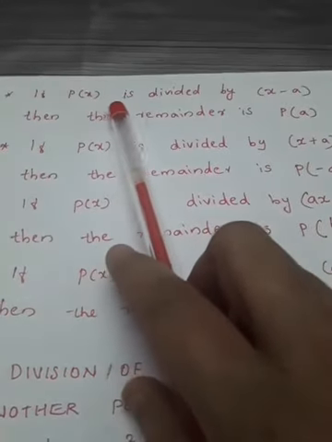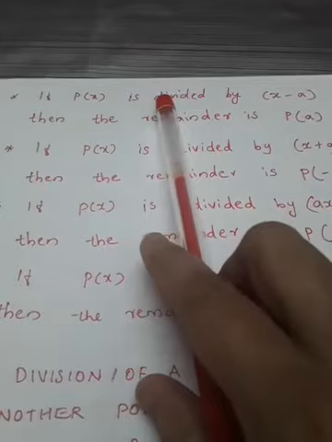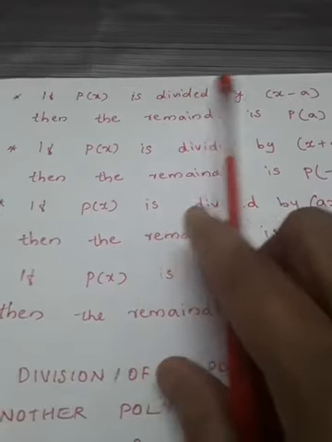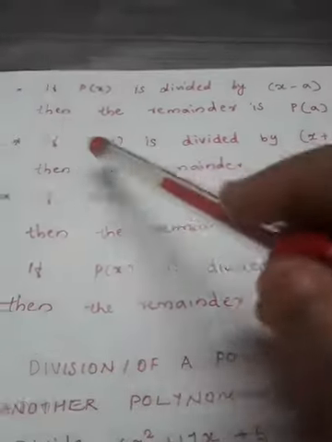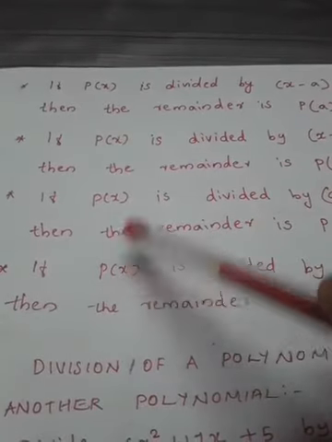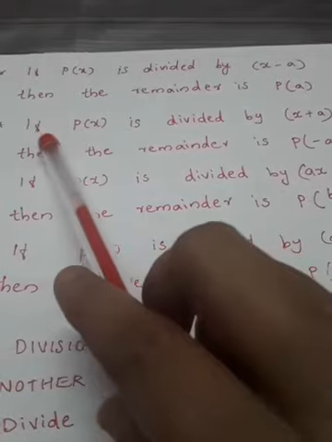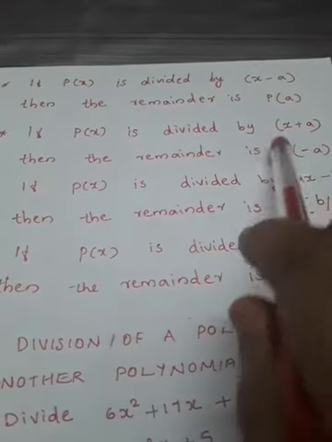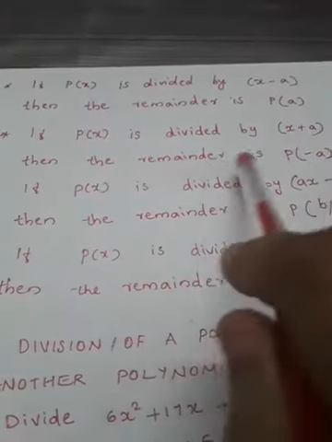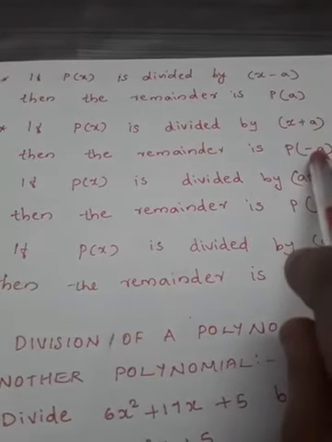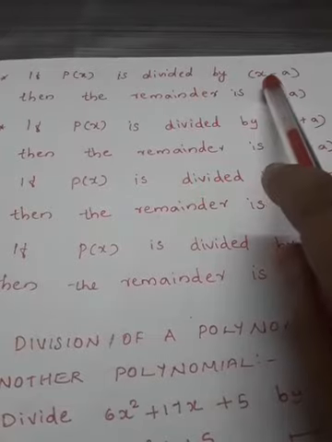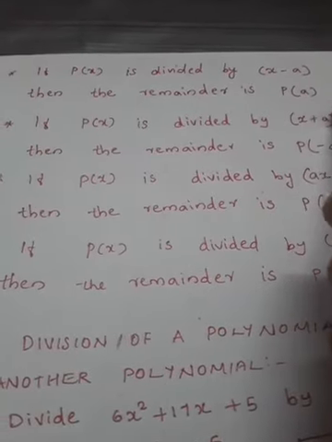In this theorem, it is only given that when we divide a polynomial p of x by x minus a, then the remainder is p of a. Now, three extended versions are there. That is, if p of x is divided by x plus a, then the remainder is p of negative a. Here plus, then the remainder will be negative. Here minus, then the remainder will be p of a.